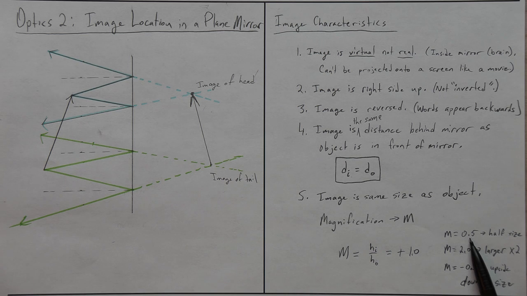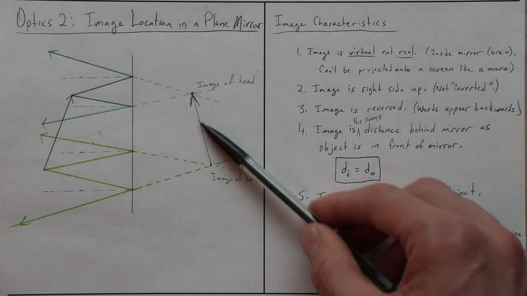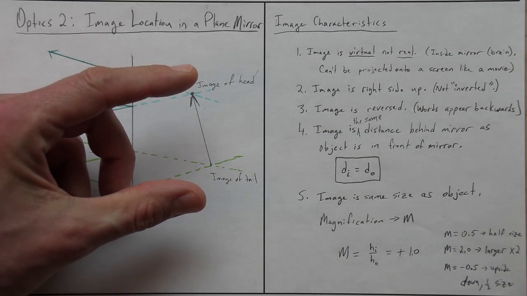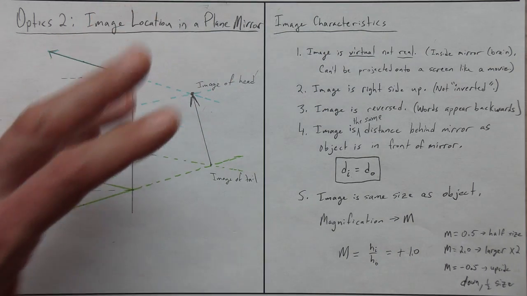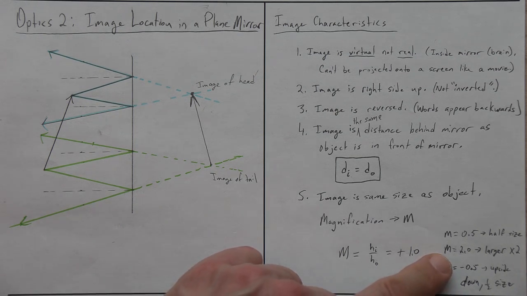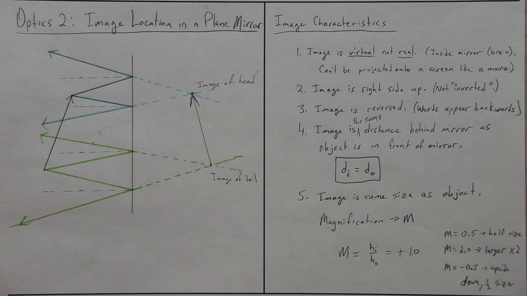Magnification can be less than 1. If it's 0.5, that means the image is half the size. If magnification is 2.0, that means the image came out bigger. That's what happens in a movie theater. You have a little film and the light goes through it, and then it hits the screen, and then it's like 50 feet across or something like that. So greater than 1 magnification. Magnification could also be negative, and that means the image is upside down.